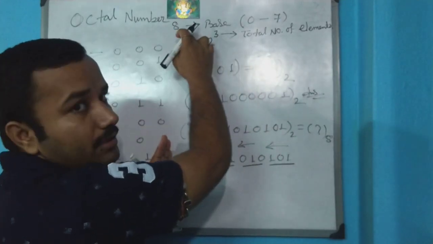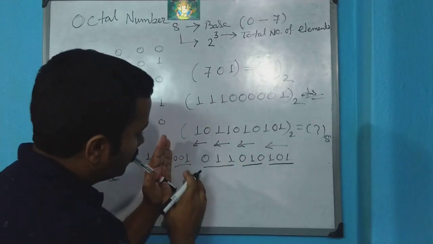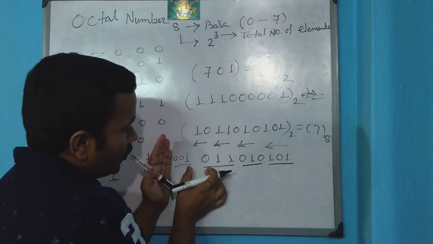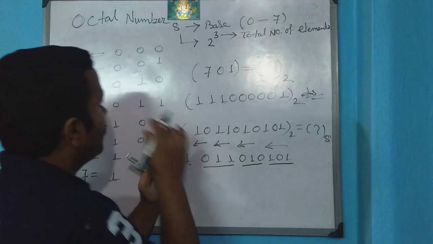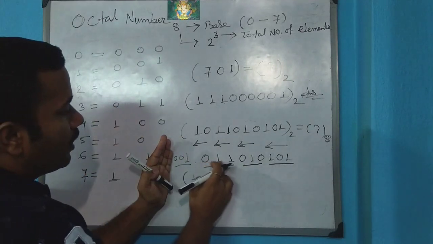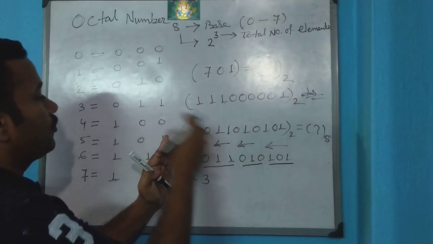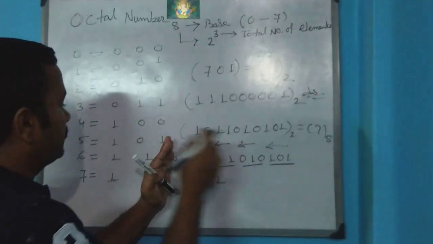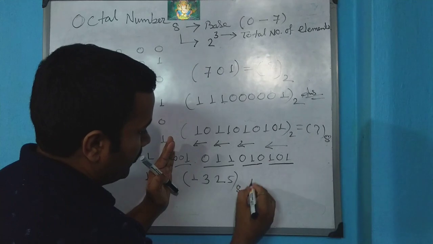2 to the power 3 means 8. So 8 is the base of the octal number. Here there is only one digit in the group, so write 00 before 1. So 001 means 1. And here 011 means 3. 010 is 2, and 101 is 5. Complete.